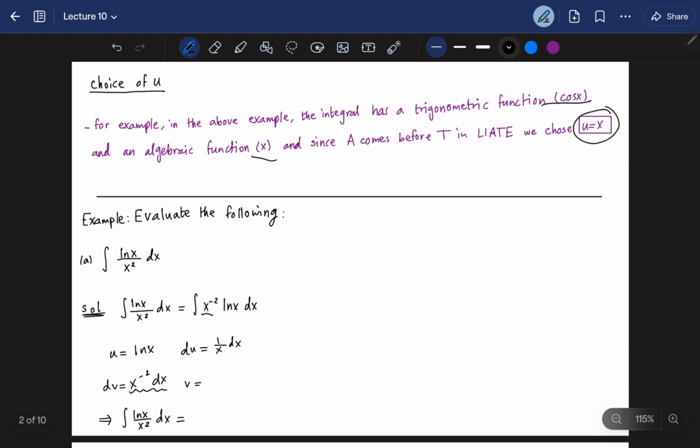Now we're integrating this, so the integral is just x to the negative 3 over negative 3. Now applying the formula again, u times v minus the integral of v du, we're going to get negative ln of x over 3x cubed minus the integral of x to the negative 3 over negative 3 multiplied by x to the negative 1 dx. And now this part here, we can easily integrate.